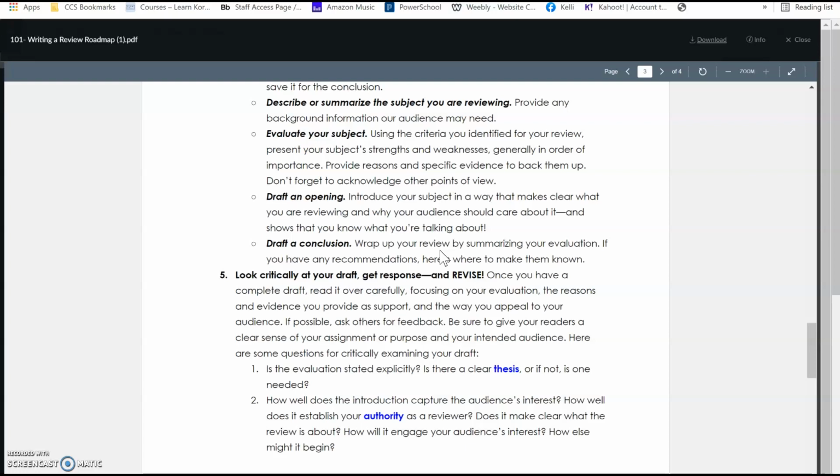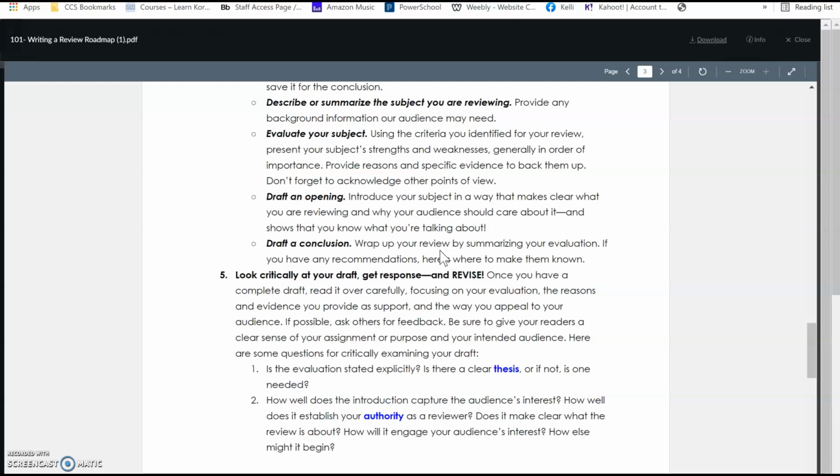if you just read very carefully through with a fine-tooth comb. So once you have a complete draft, read it over carefully, think about your evaluation. Think about your reasons and the evidence that you provided to support it, and the way that you appeal to your audience. And if possible, ask others for feedback. Be sure to give your readers a clear sense of your assignment or purpose and your intended audience. Here are some questions that you can use to critically examine your draft. And this is not proofing for grammar and mechanics. All of that's so important, so make sure that you're doing that as well.